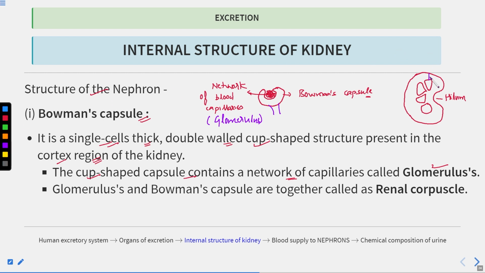So this region is known as the cortex. And this region where the renal pyramids are present is known as the medulla. So you have to remember this. Some nephrons are present in the medulla, or you can say some part of the nephron is present in the medulla and some part is present in the cortex. These structures are known as the renal pyramids.